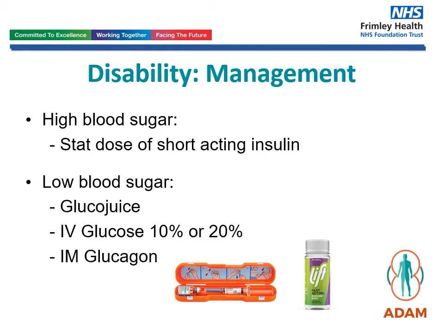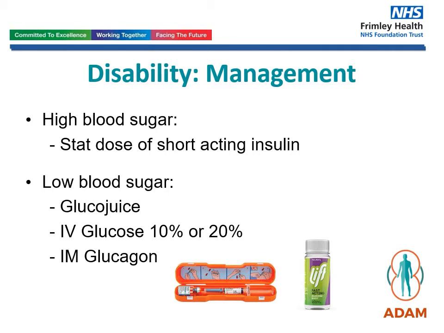However, if a patient's blood sugar drops to below 4 millimoles, the patient should be treated in accordance with the Frimley Health Guidelines. If the patient is alert and can swallow, they are to be given the glucojuice drink. Lucozade is no longer used due to the reduced amount of sugar in its recipe.